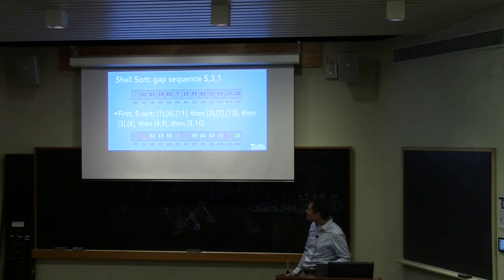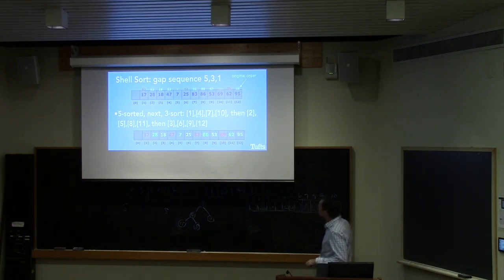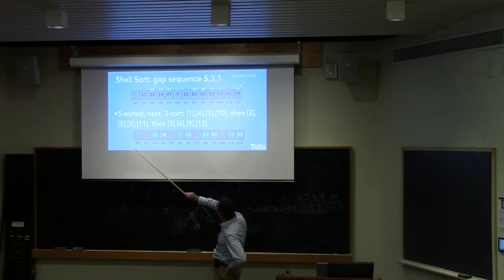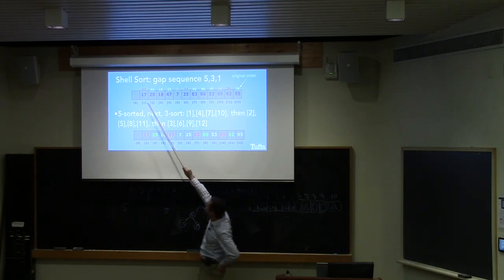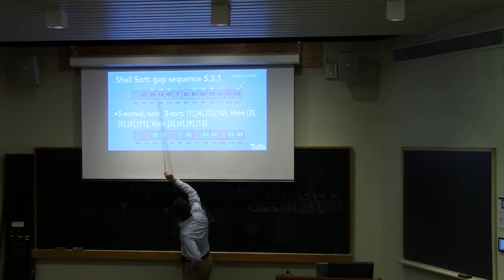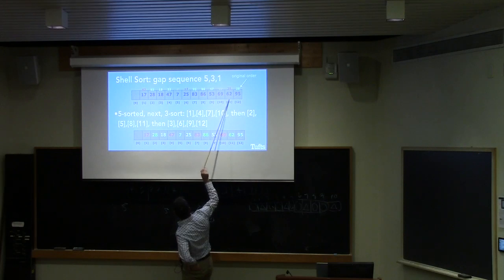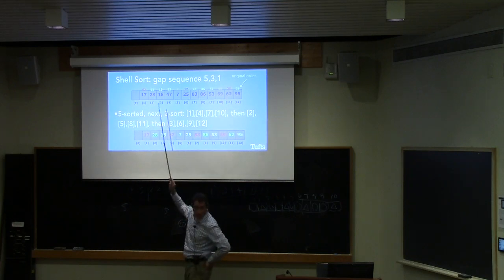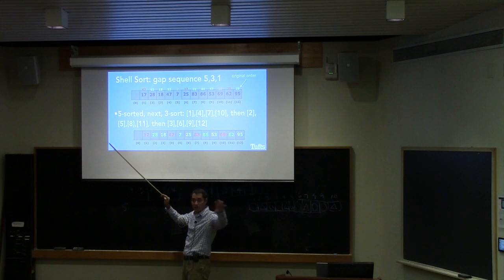And in the first pass, I put the originals up here just to remember what they were. In the first pass, what it ends up looking like is this one here. You've basically gone through and said 1 and 6 and 11 have to be in order. 17 and 25 and 62 is in order. You see how that works? We've done an insertion sort just on those gaps.